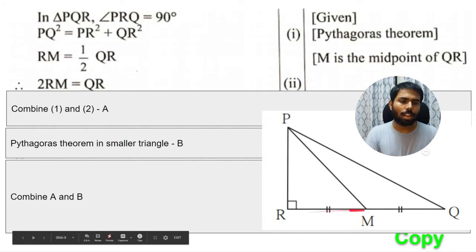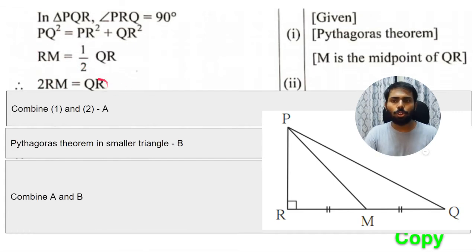M midpoint है इसलिए RM will be half of QR. Okay? Then 2 यहाँ पे डिवाइड हो रहा है, वहां पे जाके मल्टीप्लाई हो जाएगा. So 2RM is equal to QR. Okay? And I'm calling this as my equation number 2. इक्वेशन नंबर 1 आ गया, इक्वेशन नंबर 2 आ गया. व्हाट हैव वी डिसाइडेड? दोनों को कंबाइन कर देते हैं.